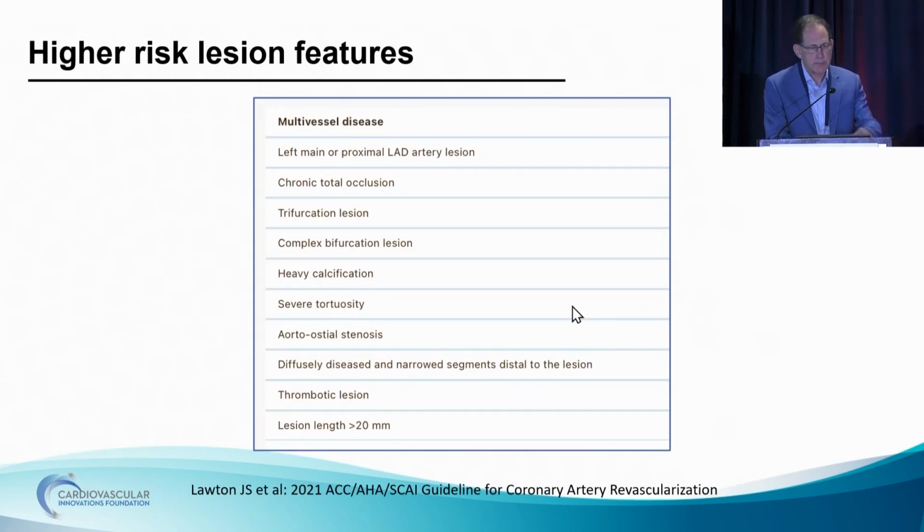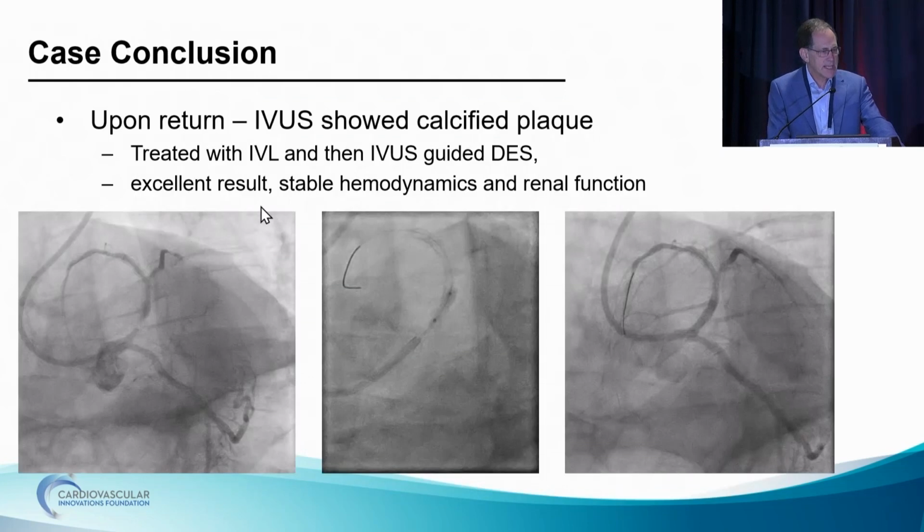I'll point out that as part of the guidelines, they mention a lot of higher risk lesion features, all of which you're familiar with: left main, complex bifurcations, heavy calcification. If this patient's calcified and has elevated pressures, et cetera, he falls into a higher risk category. Here's the case conclusion. He comes back, same lesion. IVUS shows a calcified plaque. We treated with IVL, and then IVUS, got a DES. Excellent results, stable hemodynamics, leaves a day or so later with good hemodynamics and good renal function.